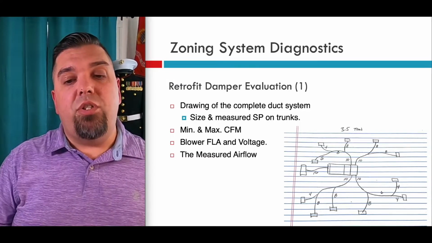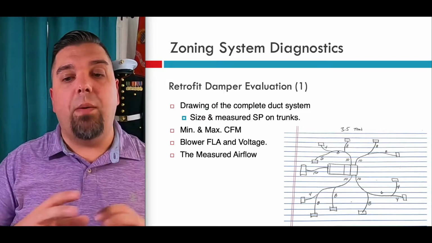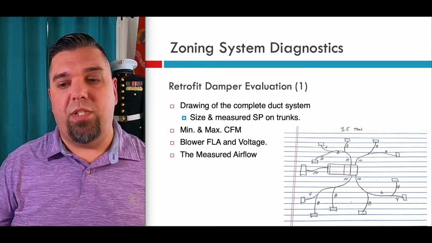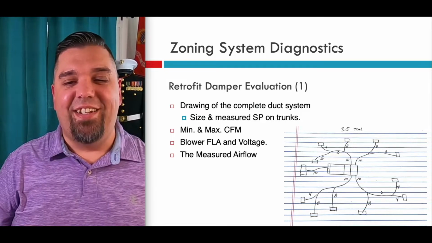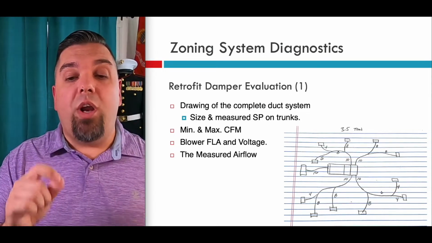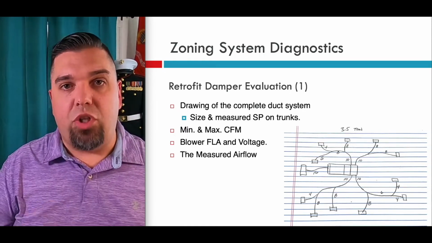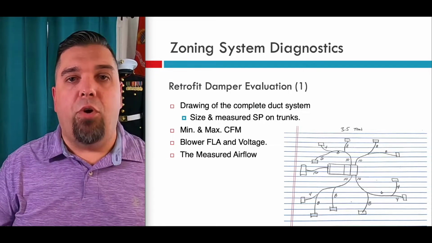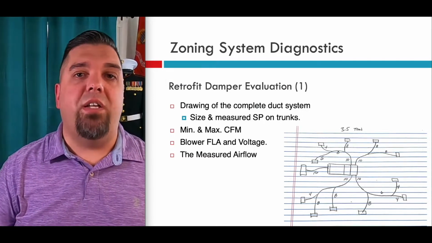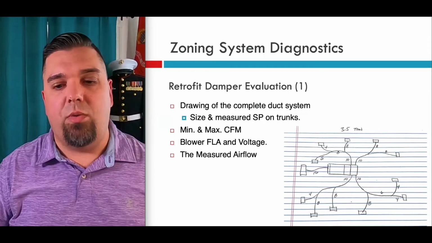Next piece that you need to do is actually evaluate the duct system first. So you need to have a complete drawing of the duct system. This is one that's pretty crude on the right hand side here. Can't take credit for that. I found that one online. But we want to indicate the size and the measured static pressure of the trunks. Very important, because this is going to help us find out what the volume of air is going to be after we install the zone system.